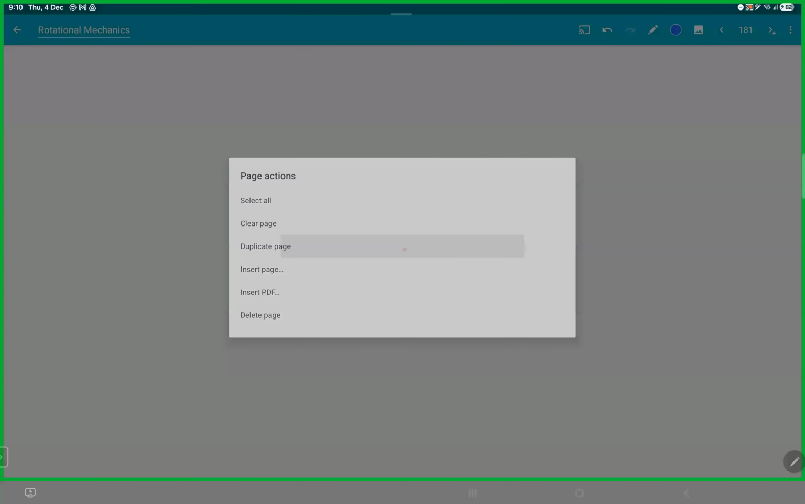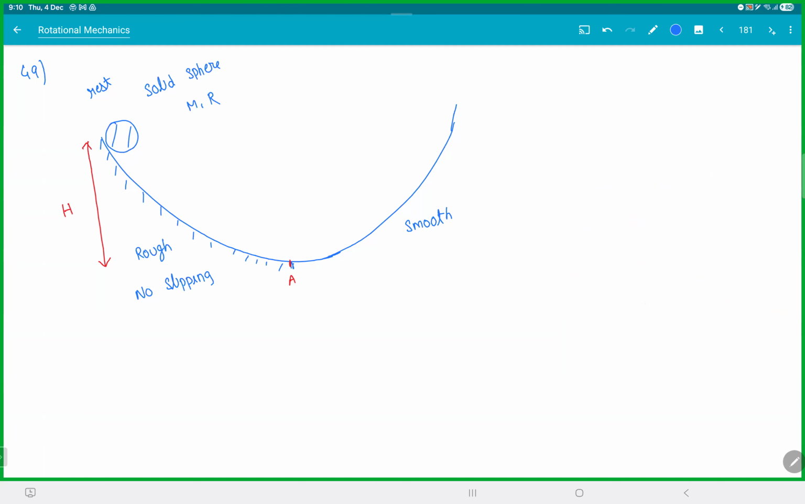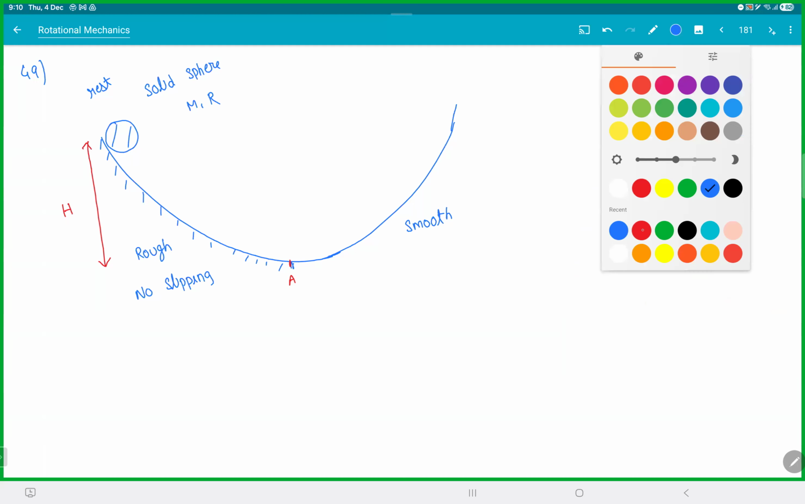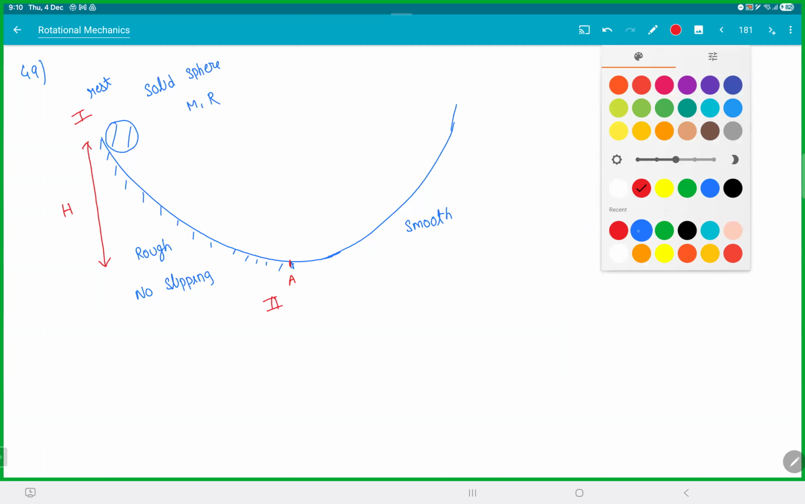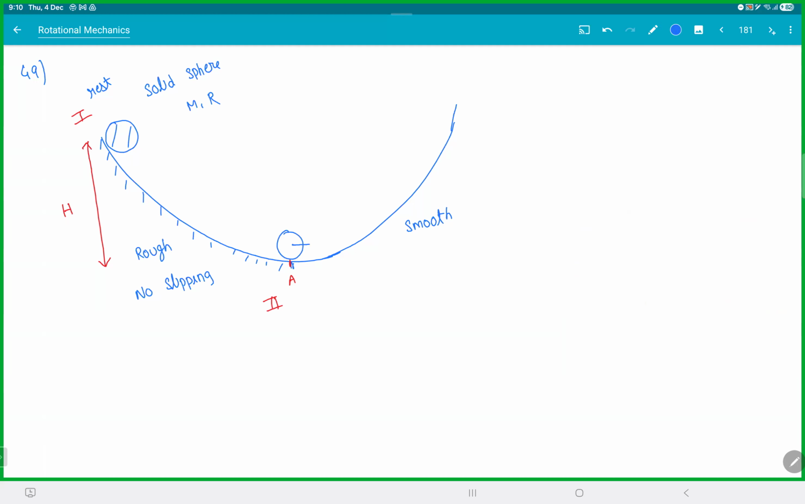Step one, choose a system, the Boltzmann system. Step two, define your initial and final state. So I want to find the velocity at A. This is state one, this is state two. Next step, draw the final picture. So when it reaches here, let the speed be v and let it be omega. Since it is not slipping on the ground, v minus r omega must be equal to v ground, which is zero. So v is equal to r omega.